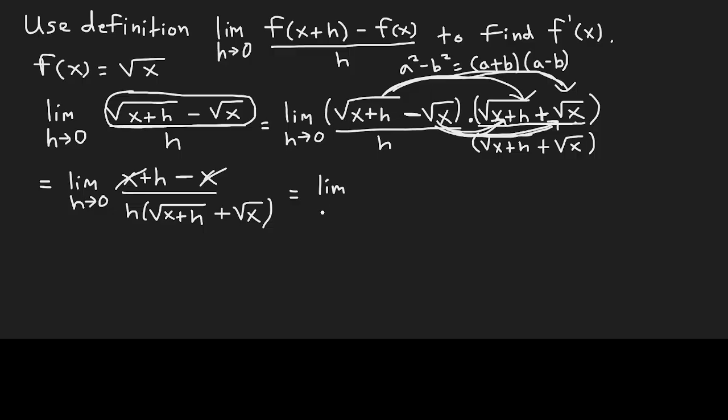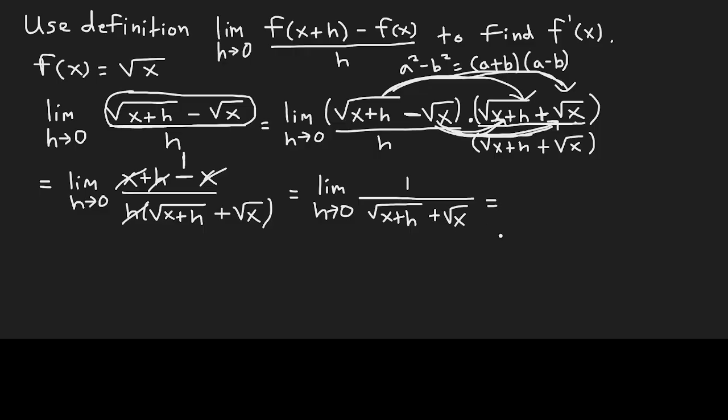So the limit as h approaches 0. With a little bit of work, we have this h on top and this h on the bottom, so those are going to cancel out. That just gives us 1 in the numerator. So that's 1 all over square root of x plus h plus square root of x.